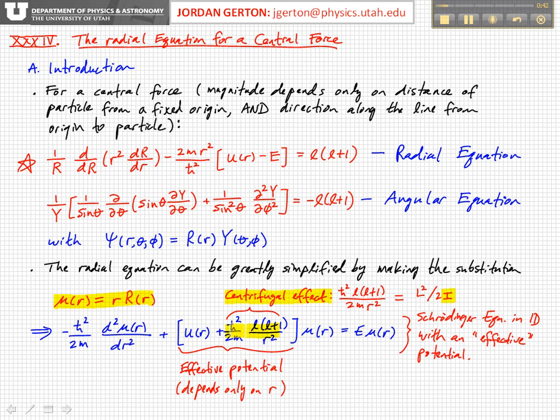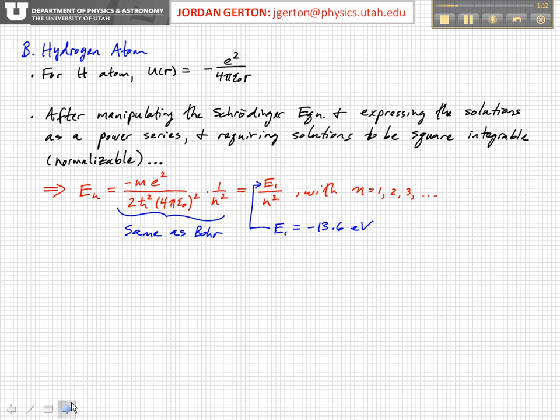In principle, we could proceed to rigorously solve this differential equation for mu, and once we know mu, then by dividing mu by r, we get the radial function, big R. But this is a long and drawn out procedure, and so we're not going to show the details. We're just going to talk about the results.